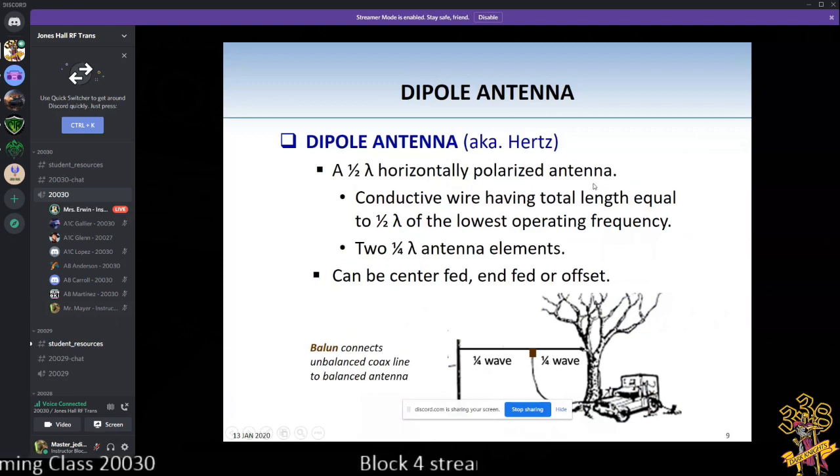Why do we say it's horizontally polarized? Well, look at it, it's horizontal. So the E field is going to be horizontal to the ground. Now, this antenna has to be as long as half a wavelength of the lowest operating frequency. So if you were going to be operating at 2 megahertz, 5 megahertz, and 15 megahertz, 2 megahertz would have the longest wavelength. So the overall length of this antenna would have to equal half of that.